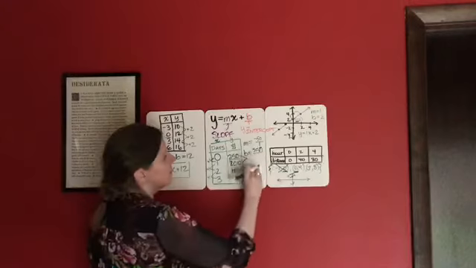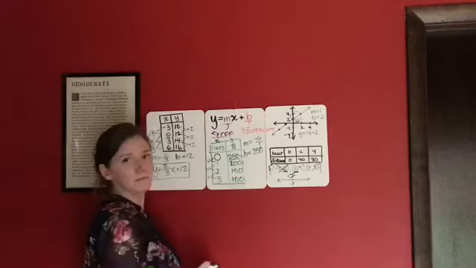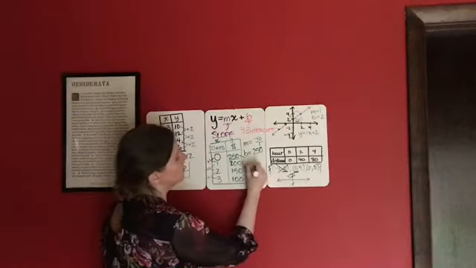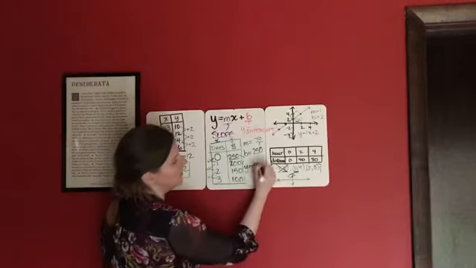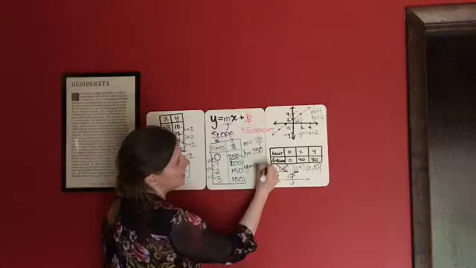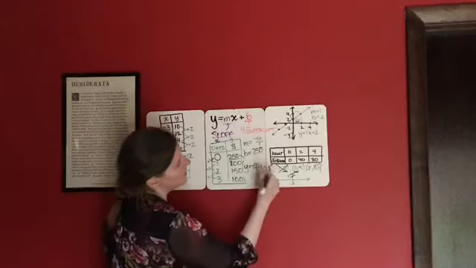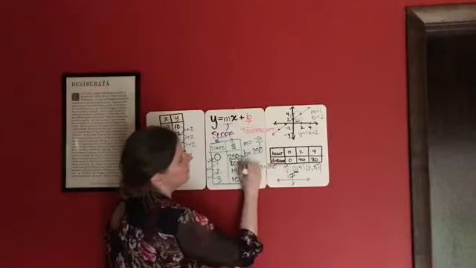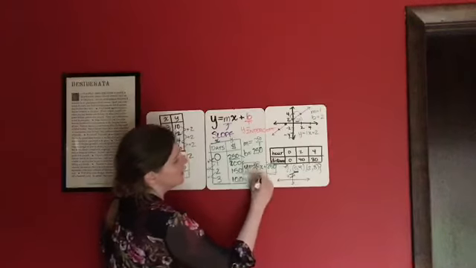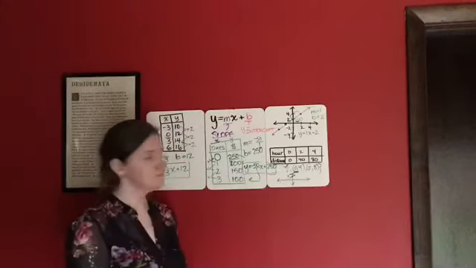Now putting it all together to write the equation, I have y equals m, negative 50 over 1, x plus my b value, 250. That's the equation for this table.